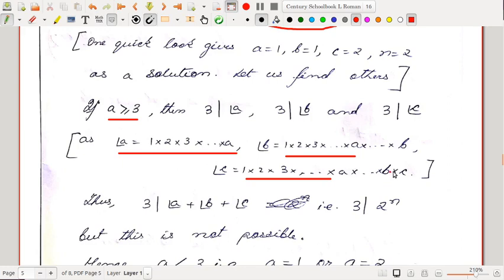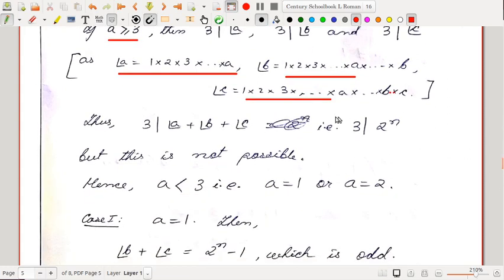Dot c, right? That means what? Whenever a is greater than or equal to 3, 3 will divide all these numbers. Okay, so 3 will also divide their sum. That means 3 divides 2 to the power n. But is it possible? It's not possible, because 2 to the power n contains only the powers of 2, means it's only divisible by 2, and powers of 2, by nothing else. So 3 doesn't divide this, so it's not possible. That means a cannot be greater than or equal to 3.